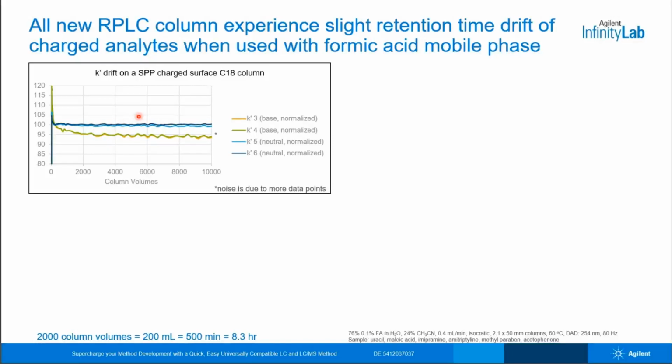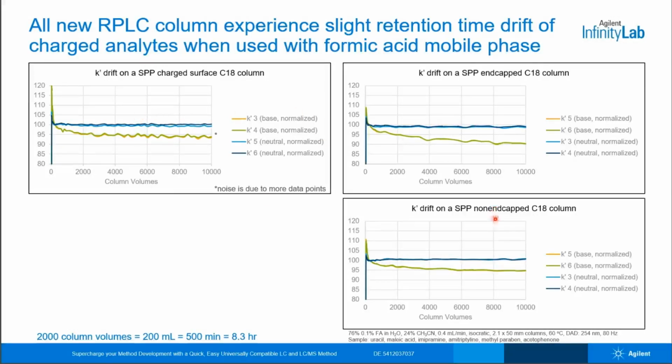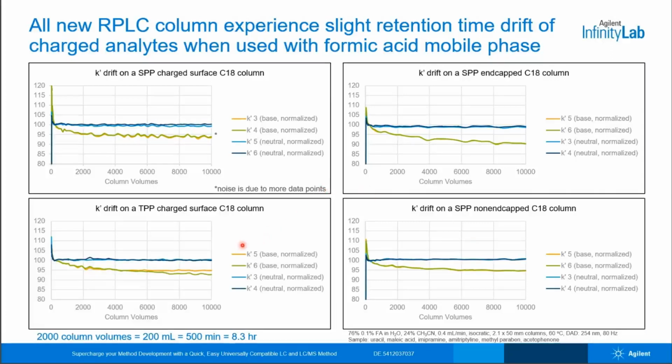This experiment was performed on a superficially porous charged surface column. If we look at two other traditional end-capped and non-end-capped C18 columns, you will see the exact same pattern. And finally, if we look here at a totally porous particle with a charged surface, you will see the same pattern as before. This is the nature of working with charged analytes in a simple formic acid mobile phase. All columns do this. The good news is that the drift is subtle and it levels out fairly quickly.